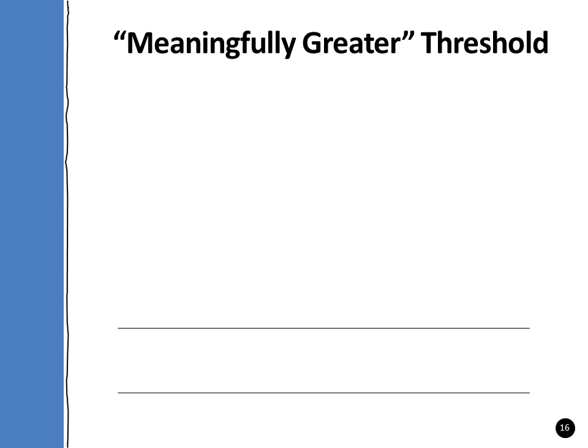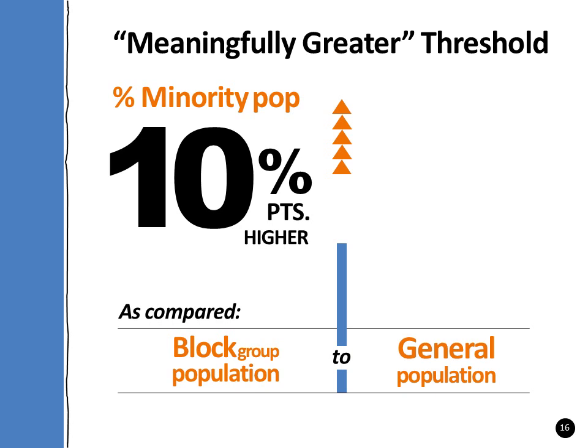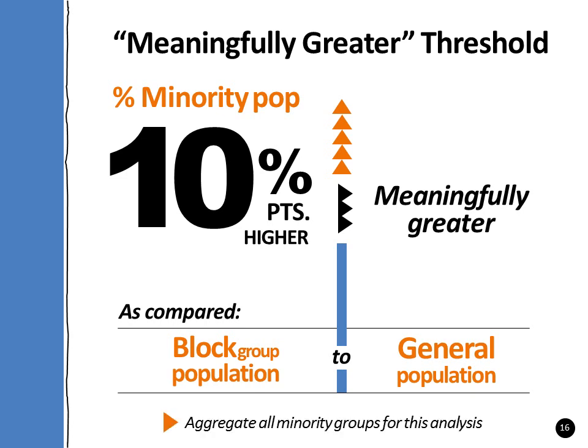Meaningfully greater is not defined in the NEPA guidance. However, a 2012 Federal Highway Administration training suggests that if a block group's minority population is 10 percentage points or higher than the general population, then the block group's minority population would be considered meaningfully greater. I'll talk about what constitutes a general population in a moment. And the last thing I want to add about identifying a minority population before we get into Part 3 methodology is that all racial and ethnic minority groups must be combined in a single data set for this analysis.